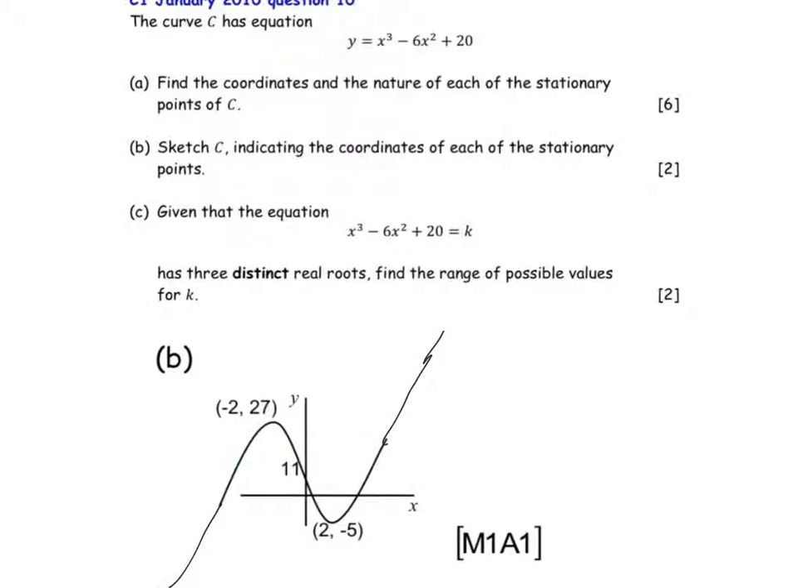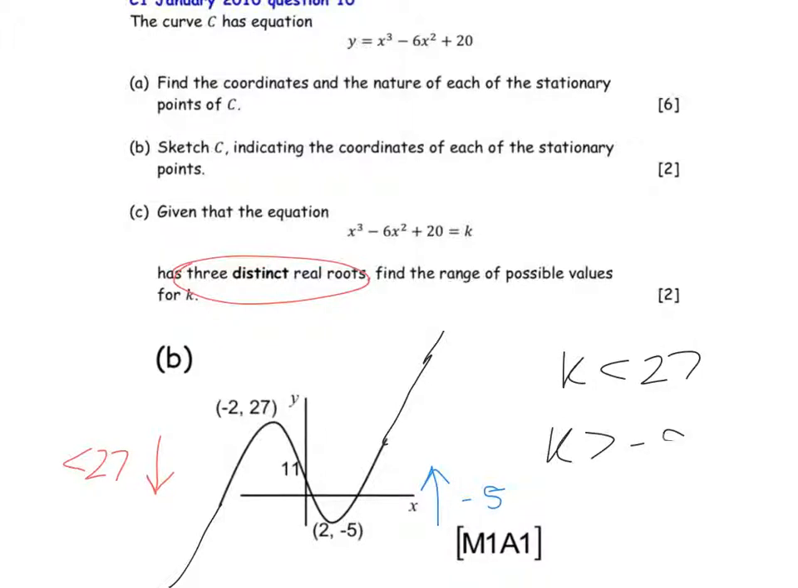3 real roots, 3 real roots, until I get to this point here, I'm back to 2 real roots exactly at a line of y equals minus 5. So I want to have numbers that are, for 3 real roots that is, this is the key bit here, that are less than 27, because we look at the y coordinate, but I want numbers as well that are greater than minus 5. So my answer is k must be less than 27, but k must also be greater than minus 5.